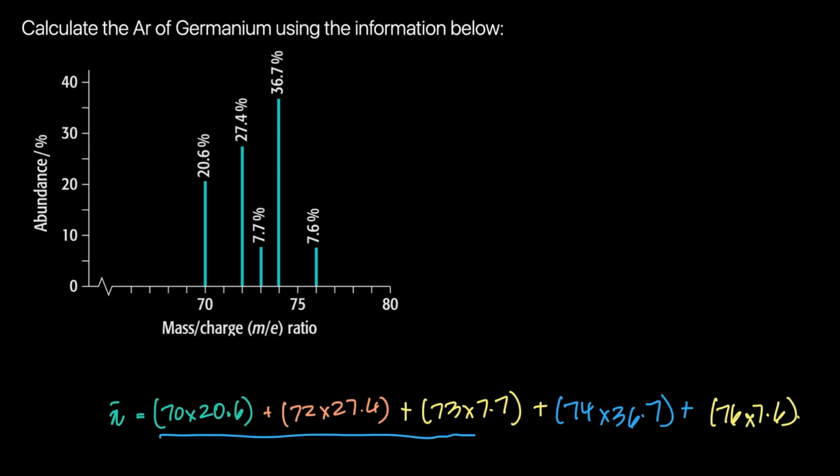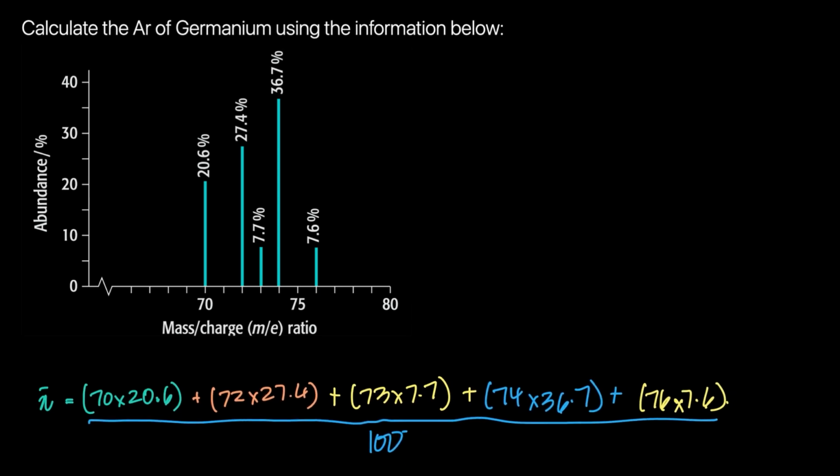the total percentage, which I went over would be 100. This will give you the average mass or the Ar of germanium. So basically a mass spectrum just reads the graph and you do the math as you've been doing for isotopic calculations. All right.